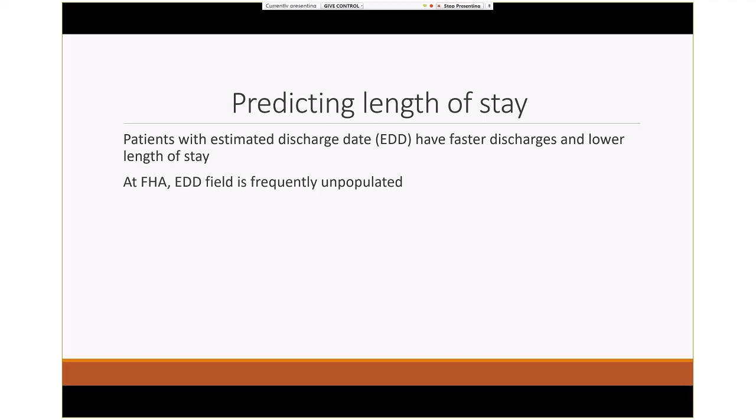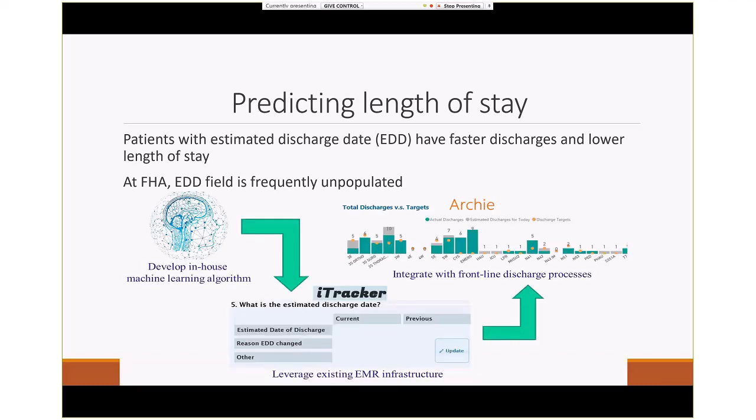At Fraser Health, the EDD field in the iTracker is frequently unpopulated. We do have a place where people can fill out the estimated discharge date for every patient, but we found it is frequently not used, primarily because the staff don't want to be wrong. When we talk to the physicians, they're very reluctant to give a date because they don't want to be wrong. So our strategy is to have an algorithm predict that EDD first, and then allow the physicians to override it. They will feel more comfortable providing their estimate because the algorithm is the first one to make that initial guess.